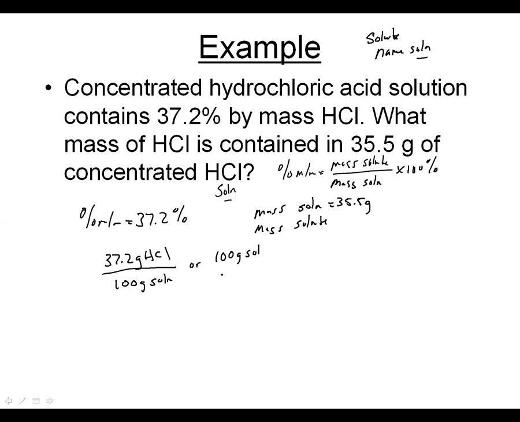So if you want to take a dimensional analysis approach, you could use it like that: 35.5 grams of solution. We would use a conversion factor, 37.2 grams of HCl over 100 grams of solution. Grams of solution would cancel, and we get 13.2 grams of HCl in this particular case.